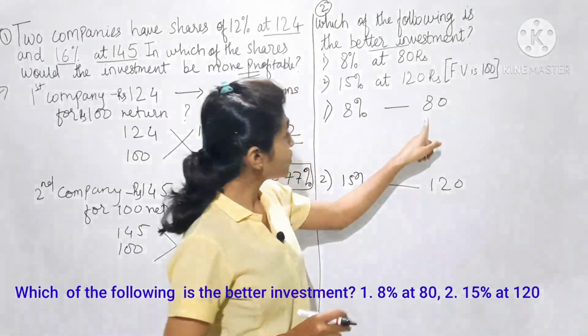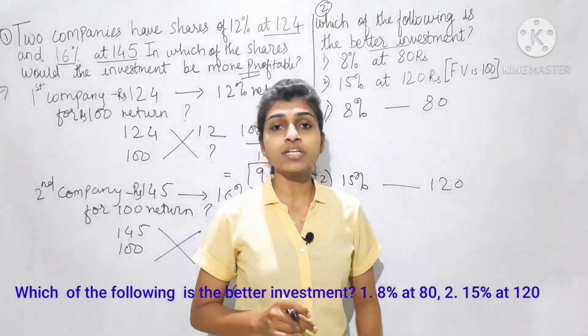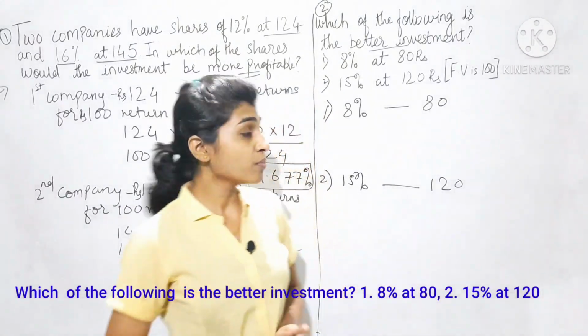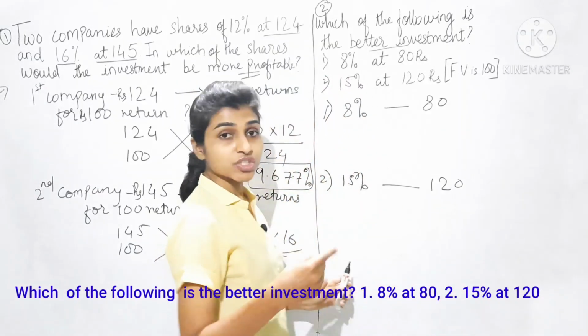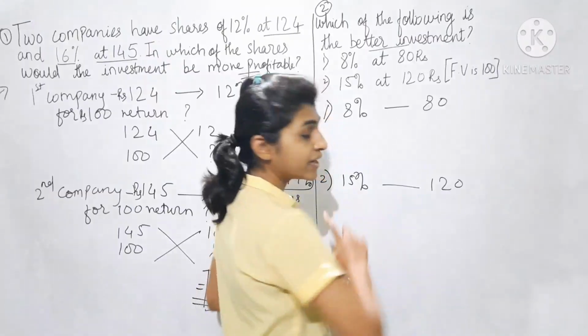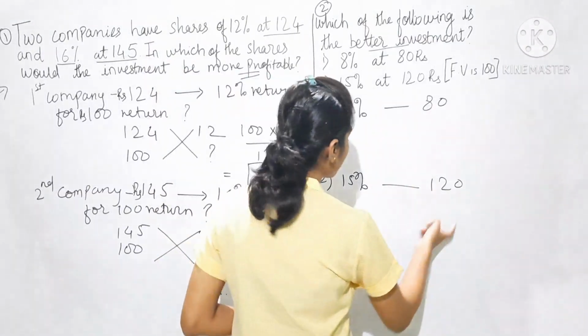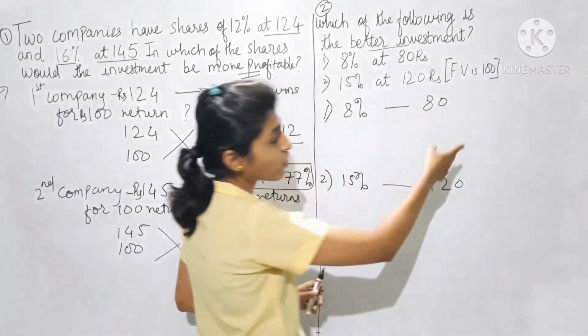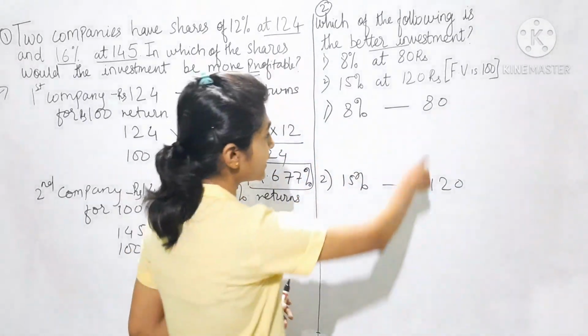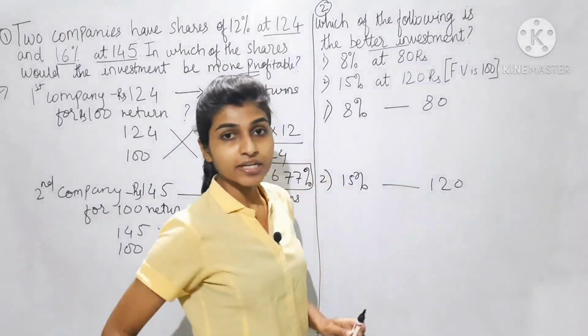Now this 80 rupees and 120 rupees is what? The market value of the share. In the market the share is sold at 120 rupees, and on this 120 rupees we are getting a 15% return. Then if we invest 80 rupees, the market value of that share is 80 rupees, so we are getting a return of 8%.